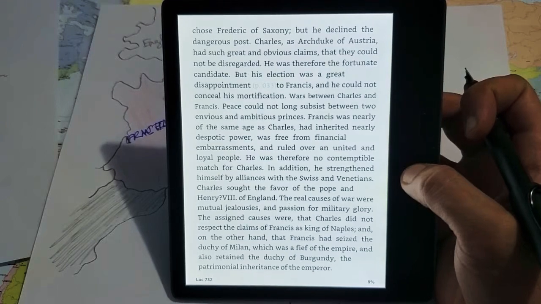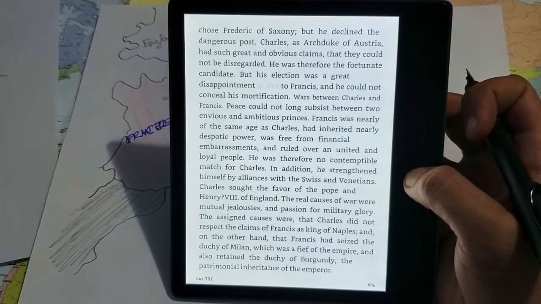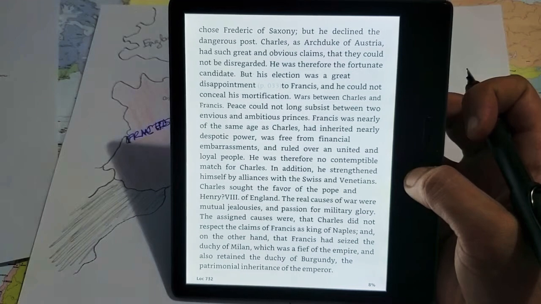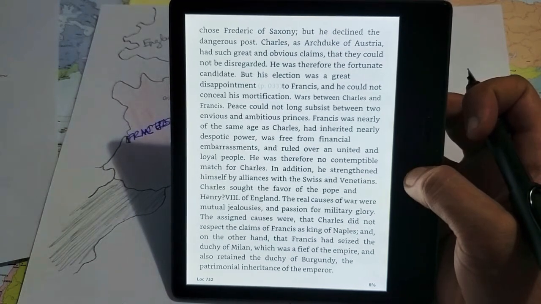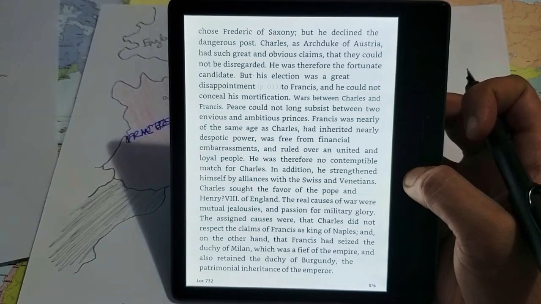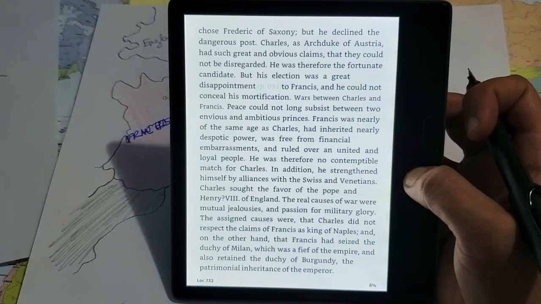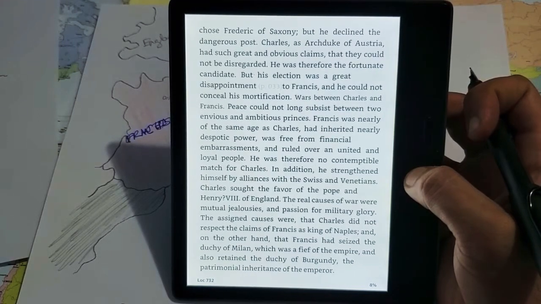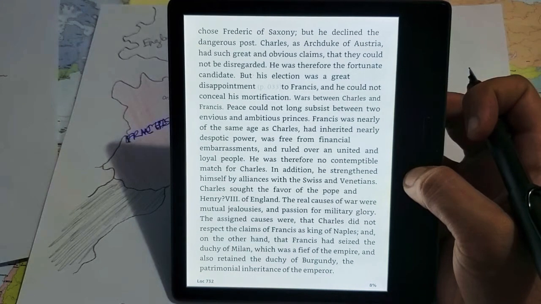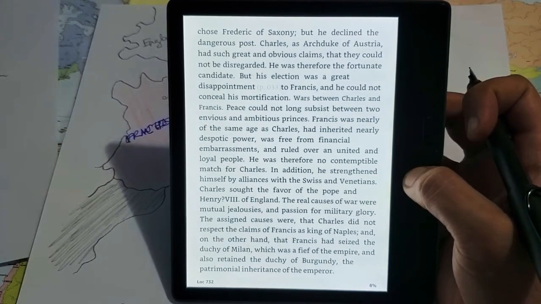So they wanted Frederick of Saxony, but Frederick said no thank you. And instead they made Charles because he was the more powerful person. But his election was a great disappointment to Francis, and he could not conceal his mortification. So Francis is not happy. Peace could not long subsist between two envious and ambitious princes. Francis was nearly the same age as Charles, and had inherited nearly despotic power, was free from financial embarrassment, and ruled over a united and loyal people. He was therefore no contemptible match for Charles.